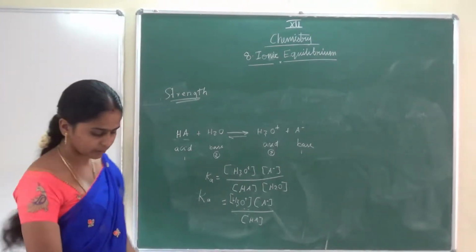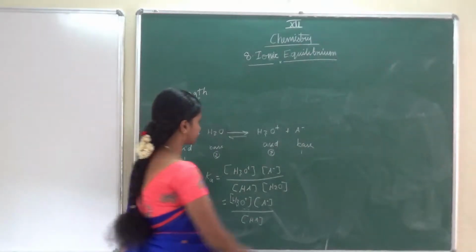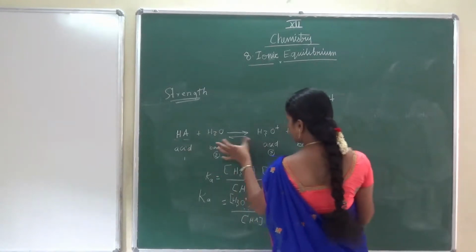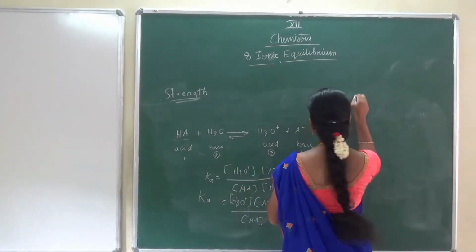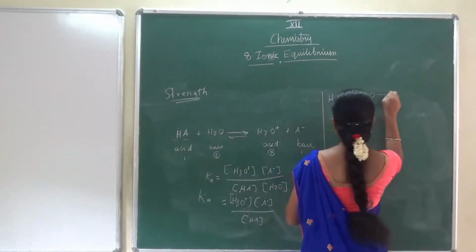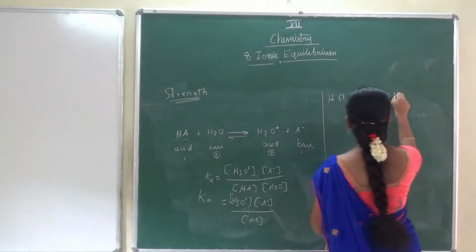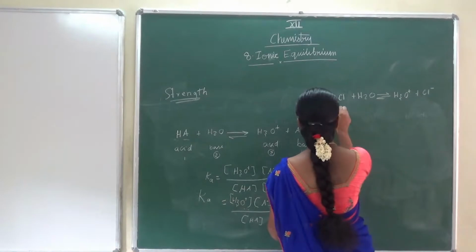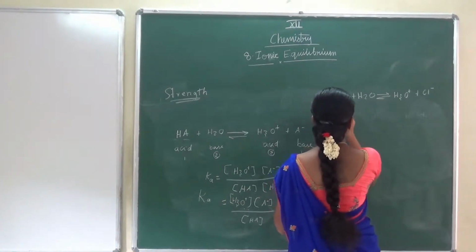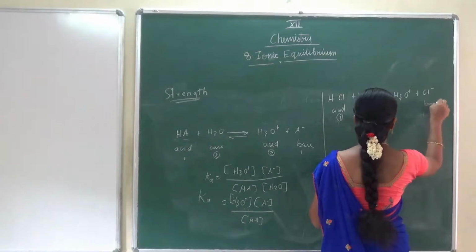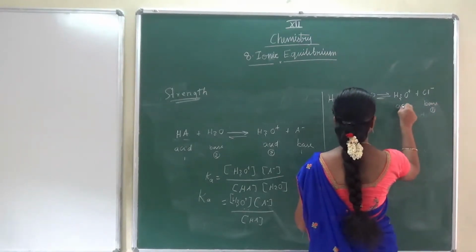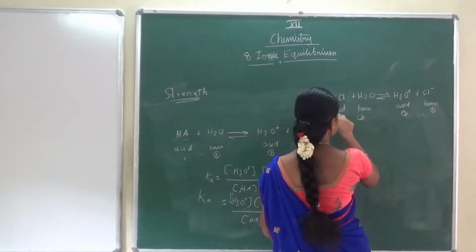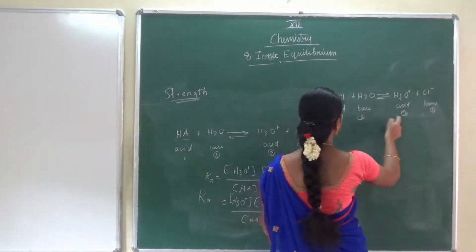So here, one more question. Let us take one example. Generally we have written HCl plus H2O reacts and produces H3O plus Cl minus. This is acid 1, this is base 1, this is acid 2, this is base 2. Acid 1, base 1, acid 2, base 2.